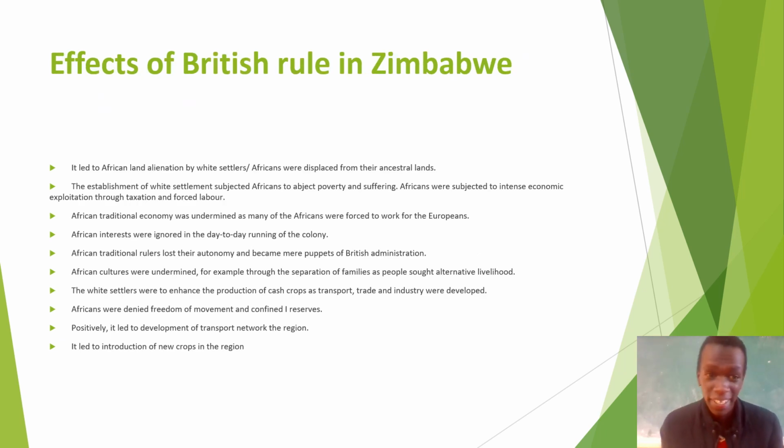Hi everyone, my name is Lenori Nyagucha. I'm going to take you through the effects of British rule in Zimbabwe. First, there was land alienation by the white settlers. Second, it led to a merge of social classes as people were divided according to their status. Third, the traditional economy was undermined as many Africans were forced to work for the Europeans. Fourth, African interests were ignored in the day-to-day running of the economy of the colony.